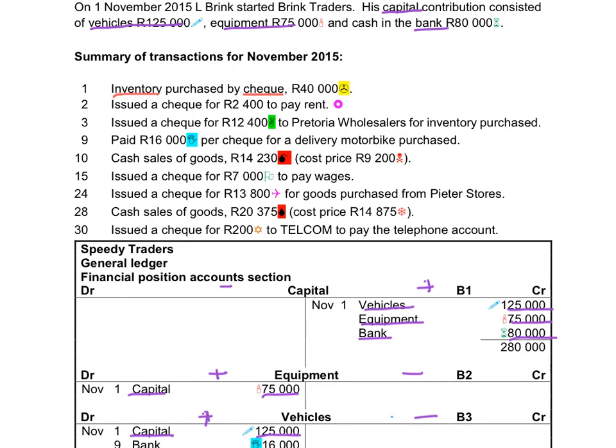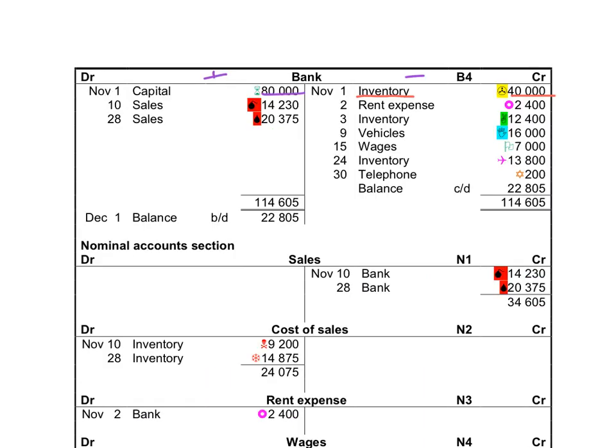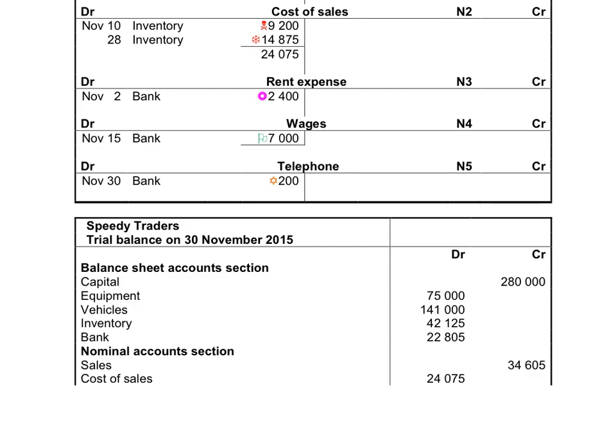Issued a check for 2,400 to pay rent. We pay money, so the one entry will be in the bank account, and we pay rent expense, so the rent will be the double entry. The bank is credited with the 2,400 because we reduced the money in the bank when we paid the rent. Rent expense will then be debited with the 2,400 to increase the expense on the debit side.